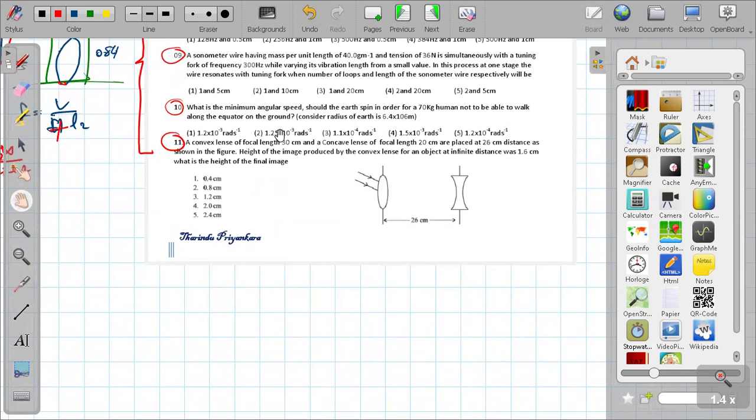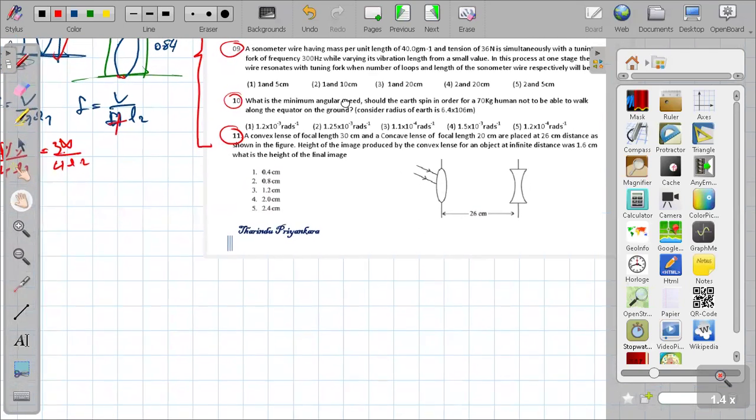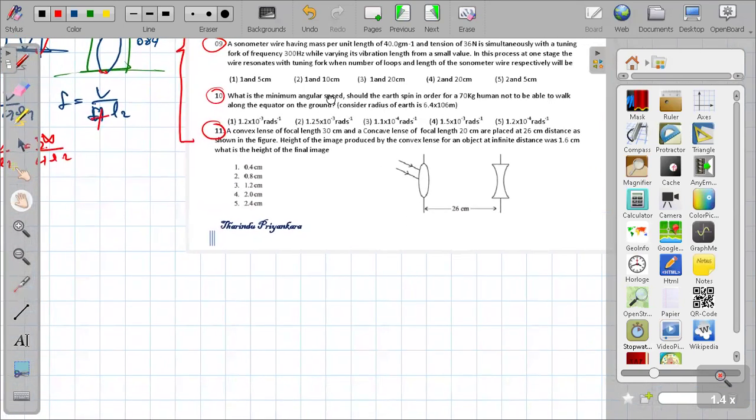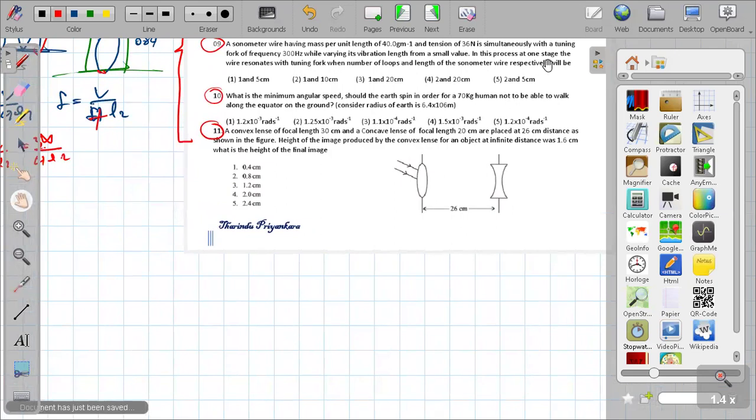A sonometer wire having a mass per unit length of 40 grams per meter and a tension of 36 Newton is vibrated simultaneously with a tuning fork of frequency 300 hertz, while varying its vibrating length from a very small value, having mass per unit length 4 grams per meter and tension 36 Newton. At one stage, resonance occurs; the number of loops respectively will be.